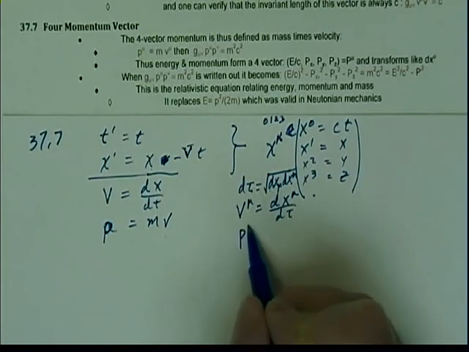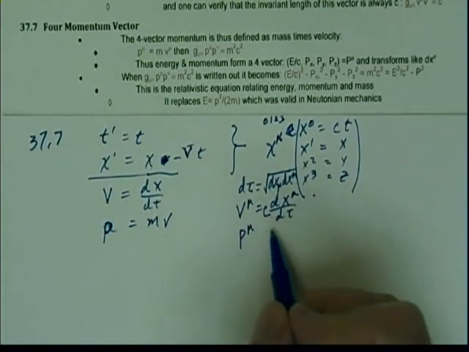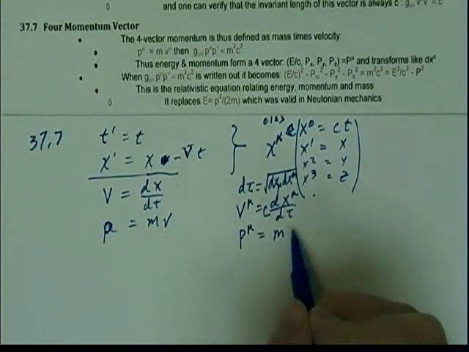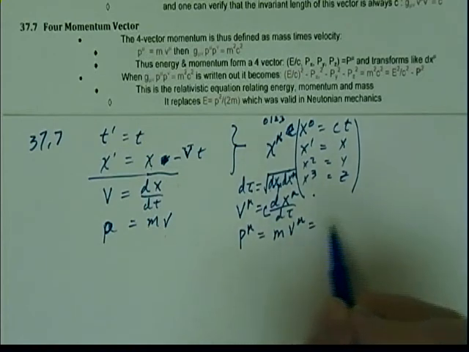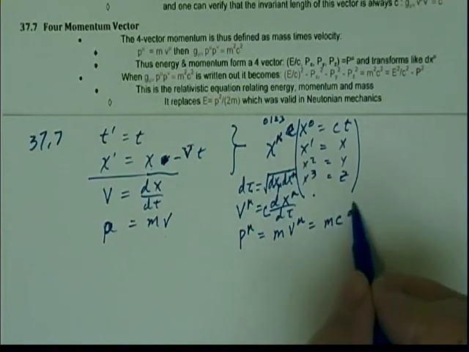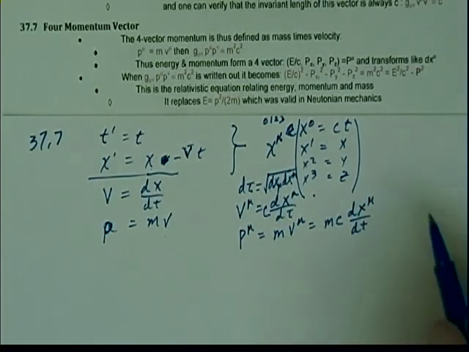And where p mu, we need a c there, recall, in order to give it the right units. And p mu is then m times v mu, which is also mc times dx mu d tau.